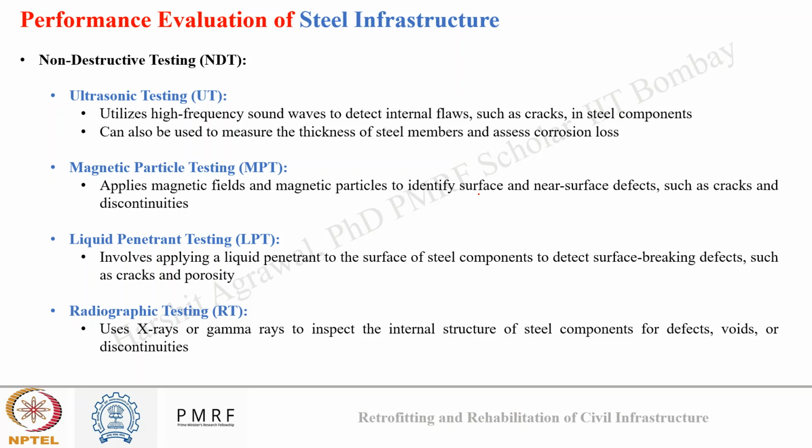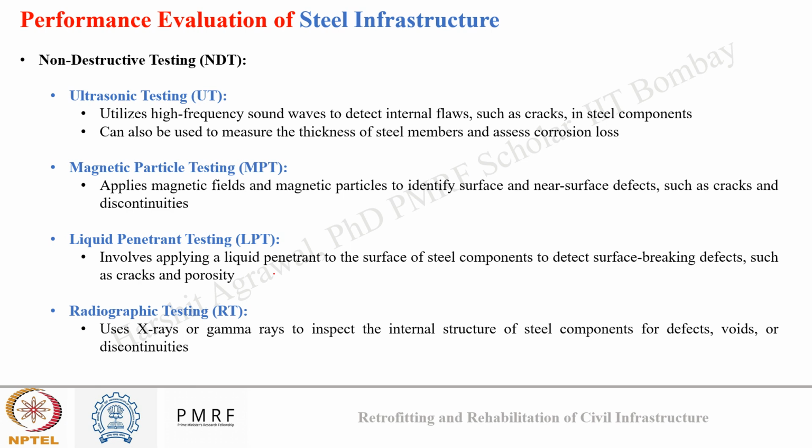After visual inspection, we have non-destructive testing. For steel inspection, different methods that are often used are ultrasonic testing, which utilizes high frequency sound waves to detect any internal flaws such as cracks in the steel component. This can also be used to measure thickness of steel members and assess corrosion loss.